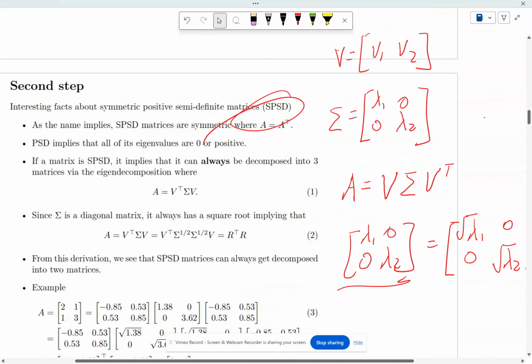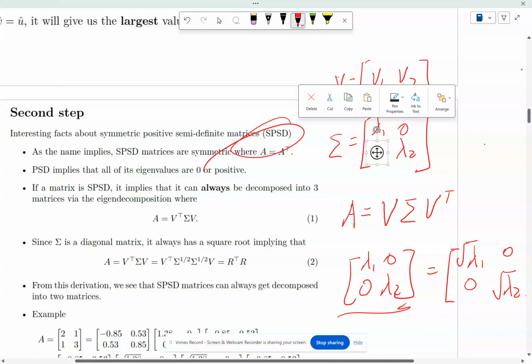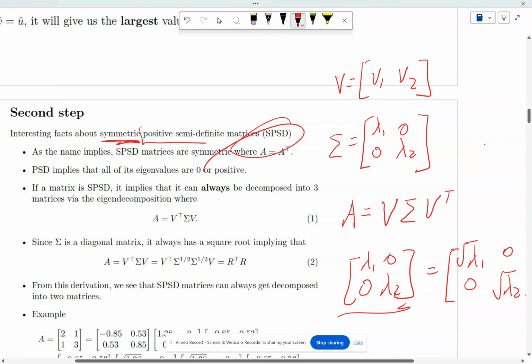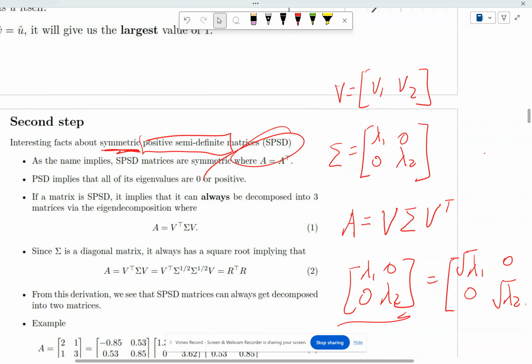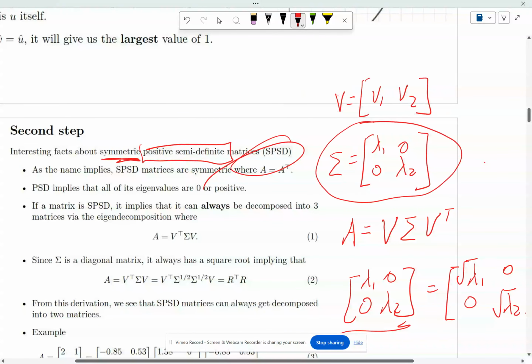And again, symmetric, you already know what symmetric means. Positive semi-definite means the eigenvalues of the matrix A are always zero or positive. Okay?